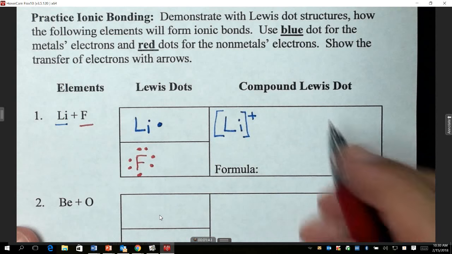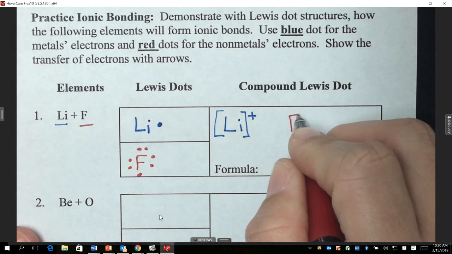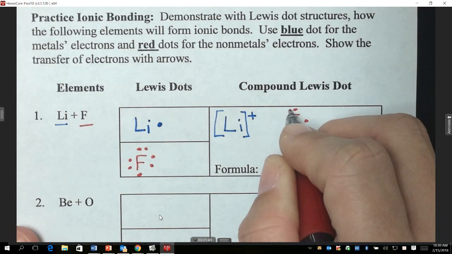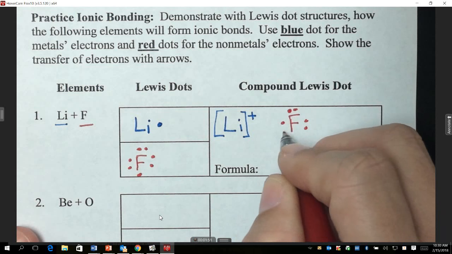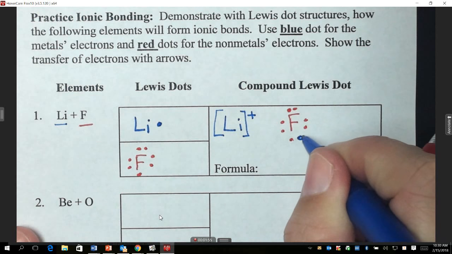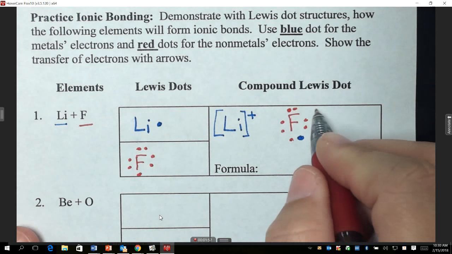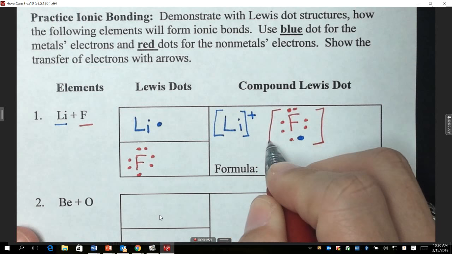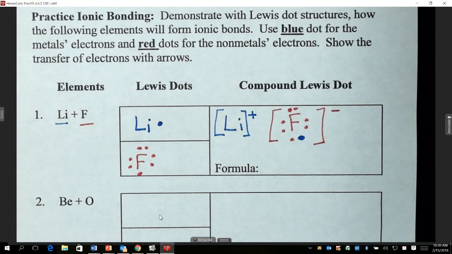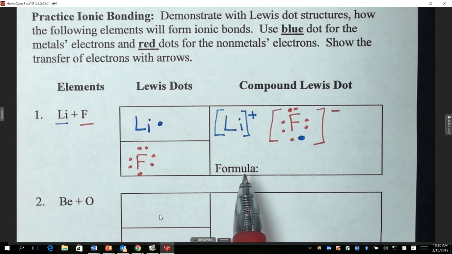And then because fluorine is an anion, it is going to have its 7 original electrons, and it is going to have the 1 electron that it gained from lithium. So now they each have reached stability. They've met the octet rule.